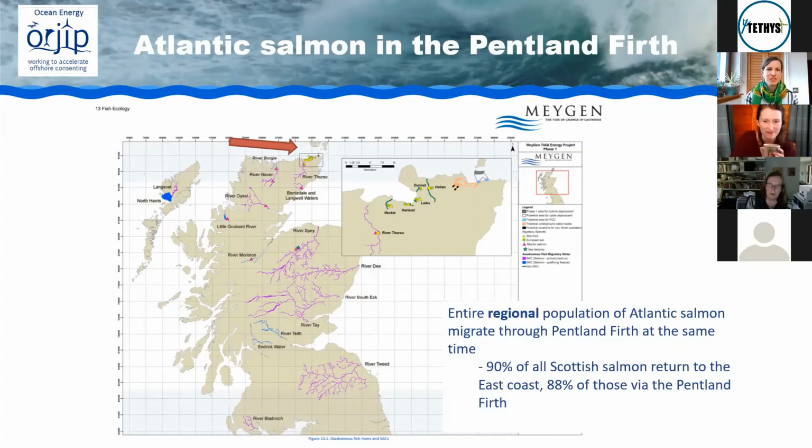In the picture here, the red arrow indicates where the Pentland Firth is. And the purple lines you see squiggling across Scotland are all special areas of conservation for Atlantic salmon. So again, 90% of salmon returning to the east coast of Scotland do so, and 88% of that 90% do so via the Pentland Firth. So essentially Atlantic salmon was considered a worst case scenario for fish collision risk. Next slide, please.